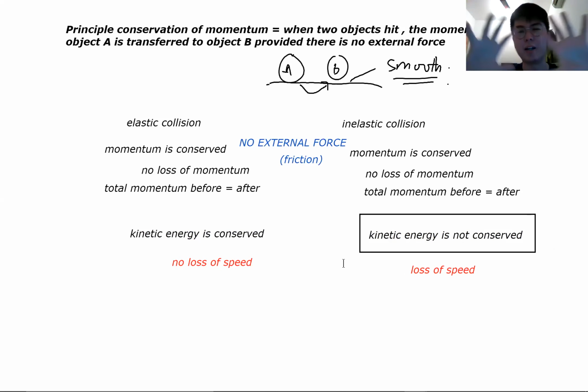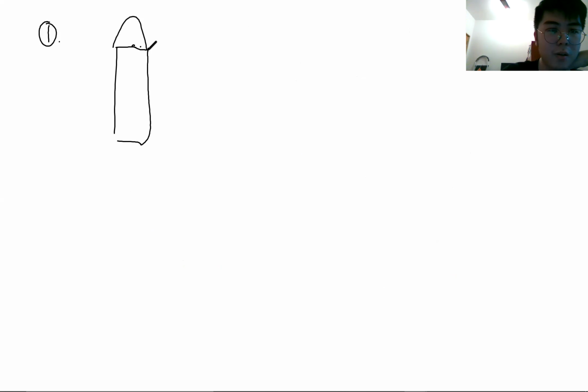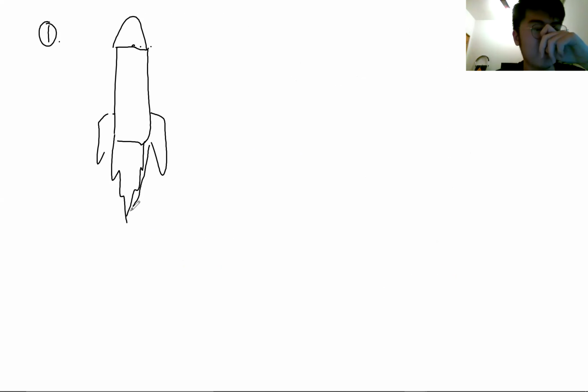Okay, so I'm just giving you an overview, a big picture of what we have learned last week, and a summary of it. Now, next, we look at the application of conservation of momentum. There are many applications, for example, I'll talk about a few examples. The first one, rocket. What is the thrust that the rocket uses to propel itself to outer space?